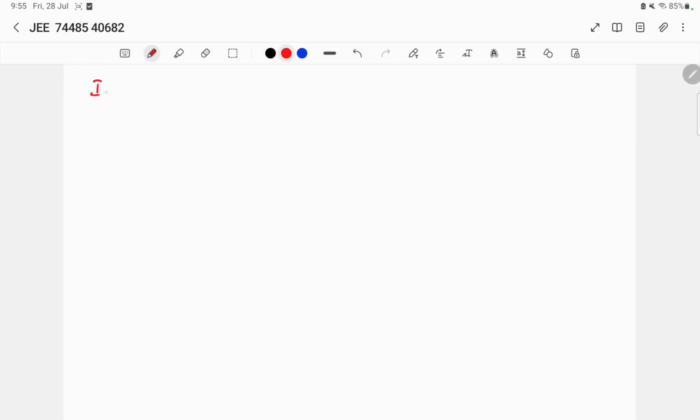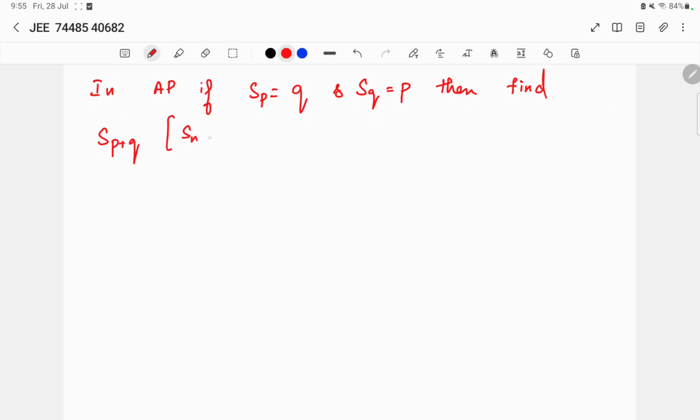In an AP, if SP equals Q and SQ equals P, then find SP plus Q. Here Sn denotes the sum of the first n terms. Now, how to find this?